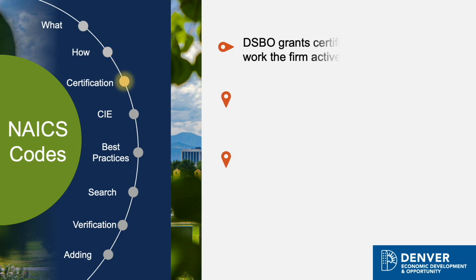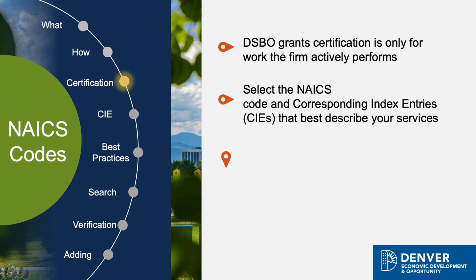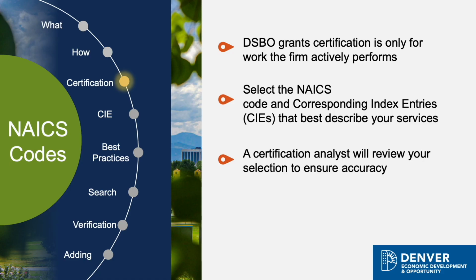It's important to know that DISBO will grant certification to an eligible firm only for the specific type of work the business does, and that the eligible owner can control. When you're completing your application, you'll be asked to select the NAICS code and corresponding index entries, CIEs, that best describe the principal goods or services your company provides. A certification analyst reviewing your application will make sure you've selected the correct codes.